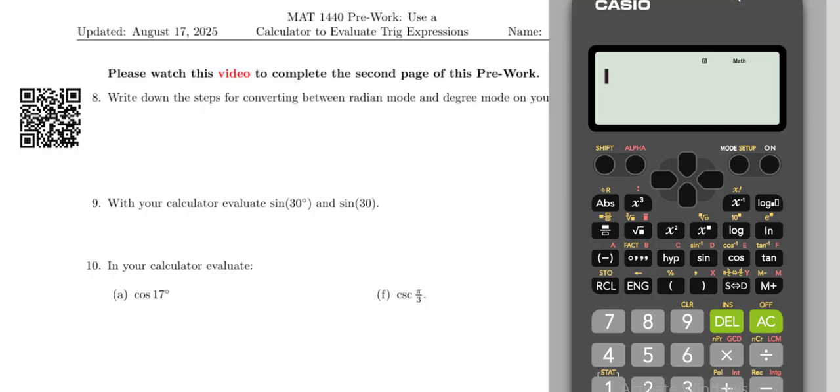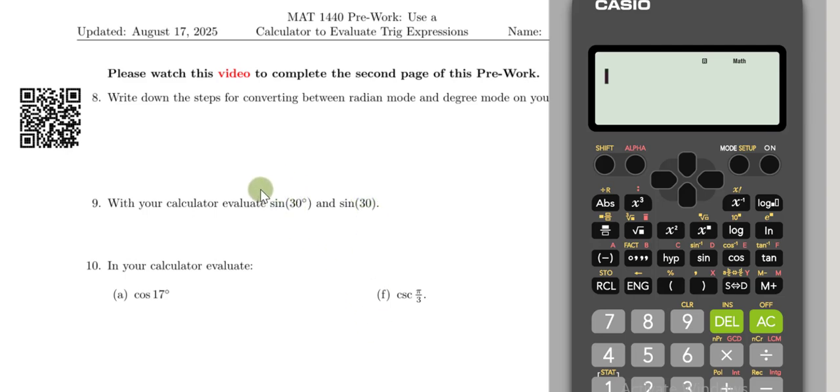Okay, so let's go ahead and sample this. Let's go ahead and give it a shot here. Folks, I'm not going to be writing down my solutions as I go through with you, partly because you can do that, and partly because if I click on my field here, I lose the access to the calculator, and I want to keep it in the foreground. So the first question says, with your calculator, evaluate the sine of 30 degrees and the sine of 30 no units. Well, unitless we know means radian.